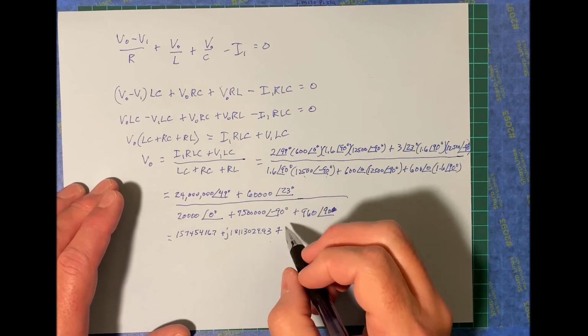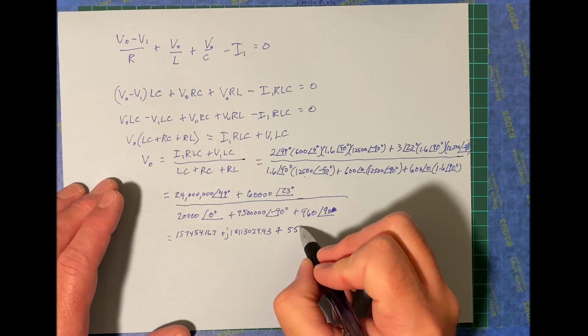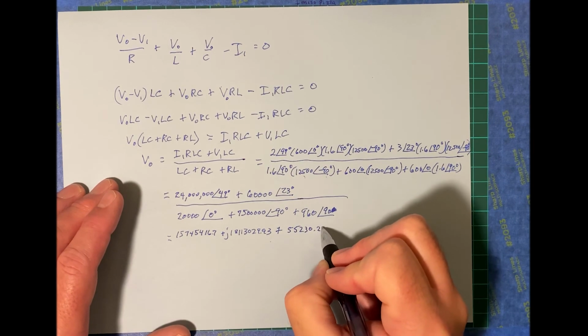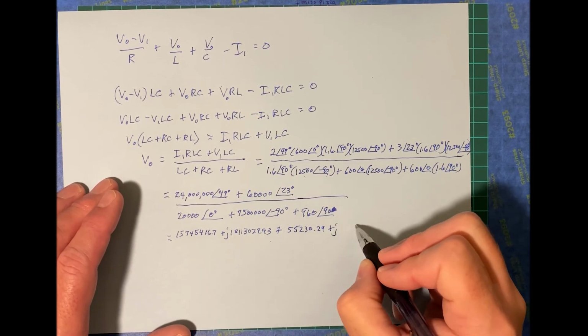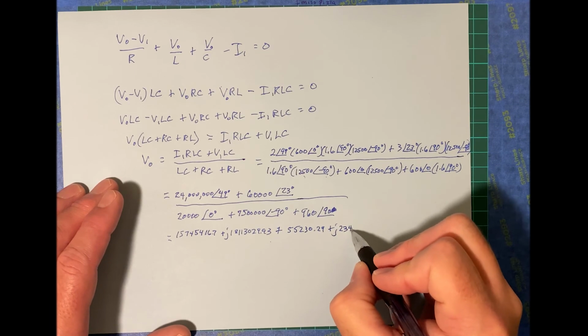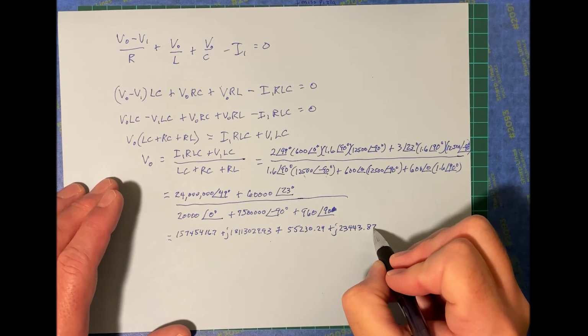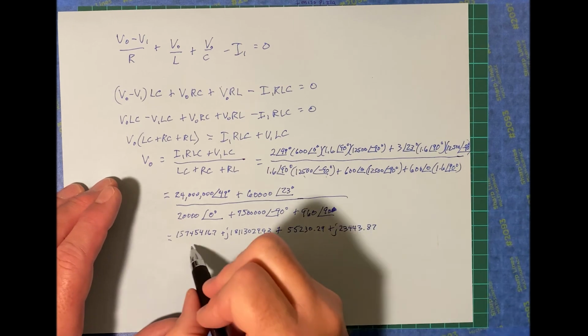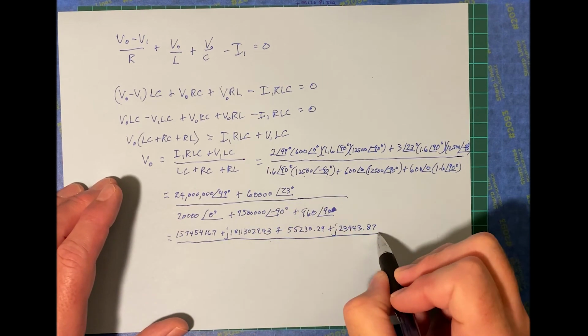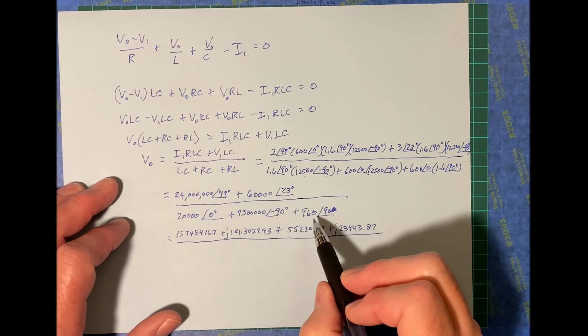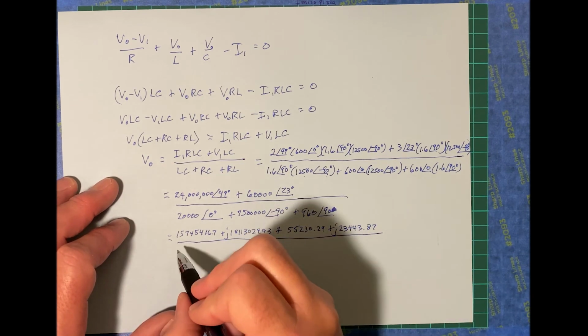Plus, now the second term, 55230.29 plus j2343.87. Of course, I'm looking at my notes. I can't do that in my head. Divided by, now I need to do the same thing for each of these three terms down here on the bottom.